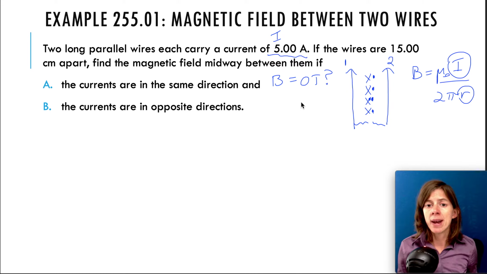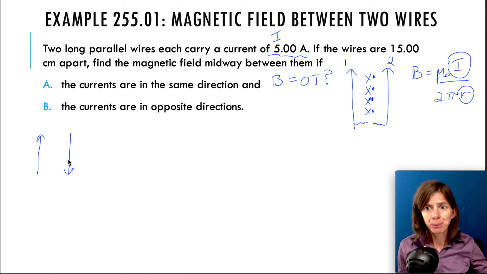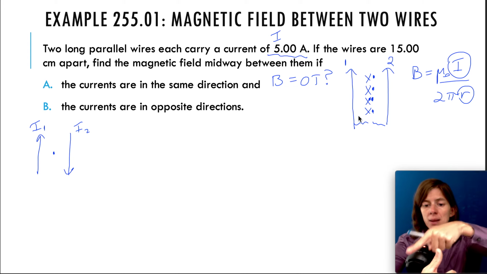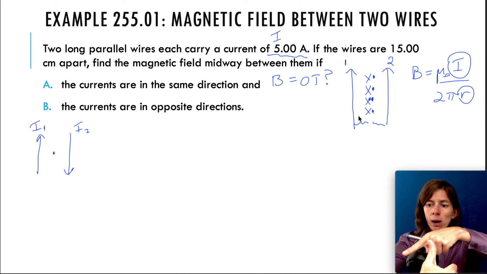Okay, so now what happens if the currents are in opposite directions? So you can draw one going up and one going down. Doesn't matter which one is which. And let's take a look now. What is the direction of the magnetic field at a point to the right of wire number 1? It's the same thing that we found before. It's going into the page, right? The current is going up. You are looping your fingers around. You are going into the page when you are to the right of that wire.